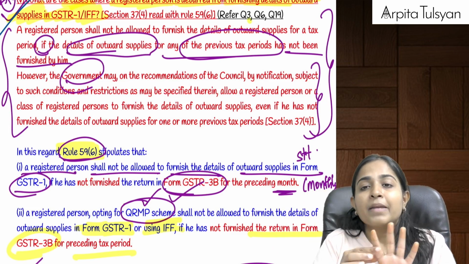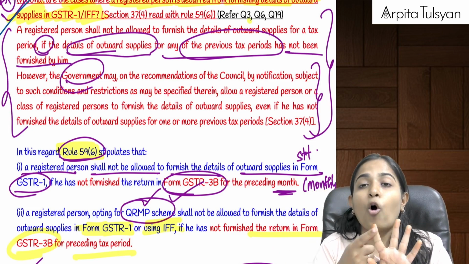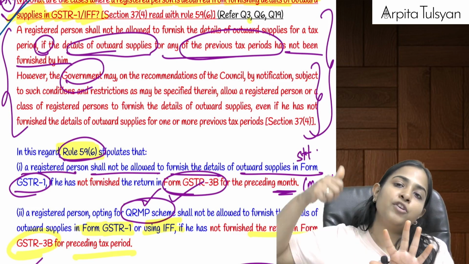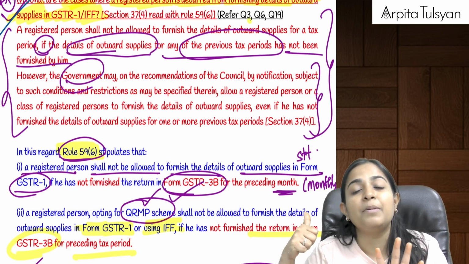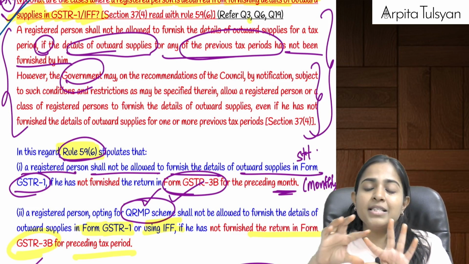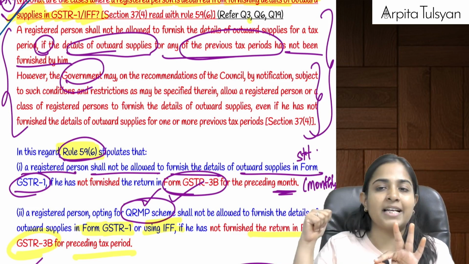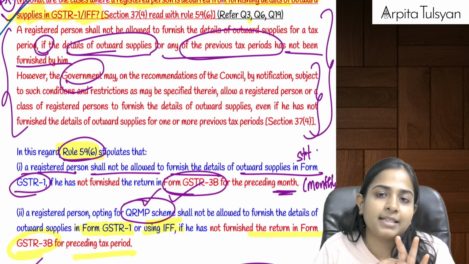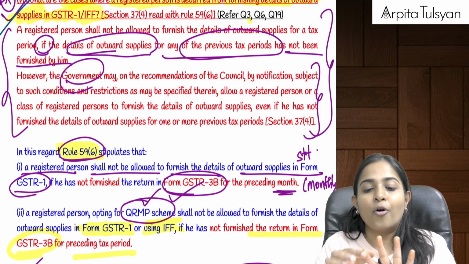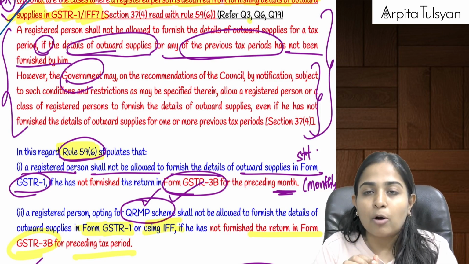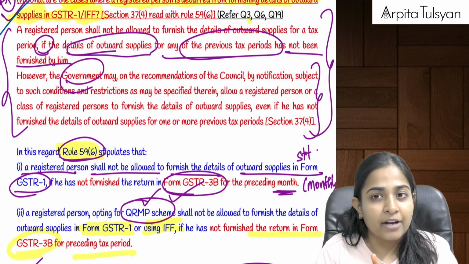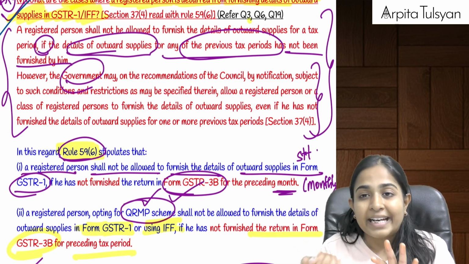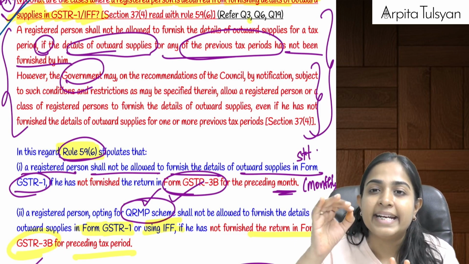Next, you cannot file your GSTR 1 or IFF for this particular month or for this particular quarter if you have not filed your GSTR 3B for the previous quarter. Means not filing your returns for the previous tax period will debar you from filing your future GSTR 1 or IFF. Next one. You will not be allowed to file your GSTR 1 or IFF if you have been served a notice or an intimation under rule number 88C.